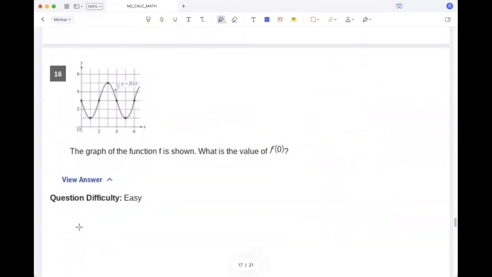The graph of the function f is shown. What is the value of f(0)? So f(0) will be 3. You can see this from the graph.